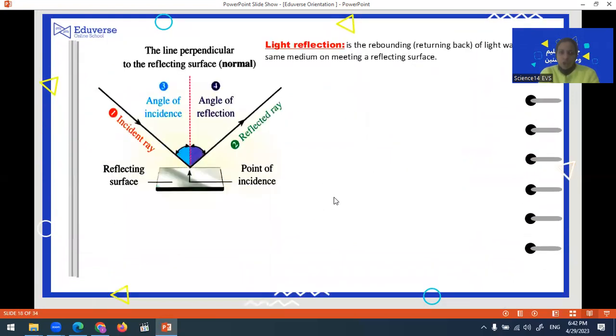I'm going to show you a very good thing now. Let's revise the concepts of the light reflection.